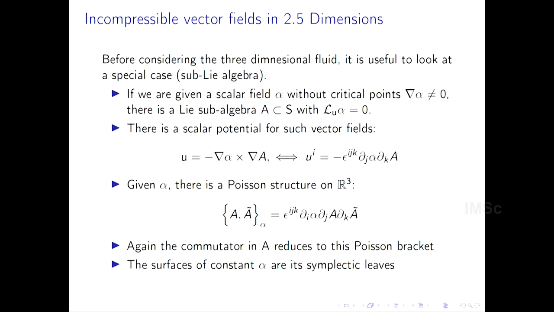Now, such a vector field, which preserves both the volume form and alpha, can be written as the cross product of the gradient of alpha and A. This may look like a Clebsch decomposition, but I'm holding this alpha fixed. Alpha is fixed. So every vector field of this kind is of this type. Now, if you take the commutator of 2 such vector fields, that corresponds to a Poisson bracket on these scalar fields.